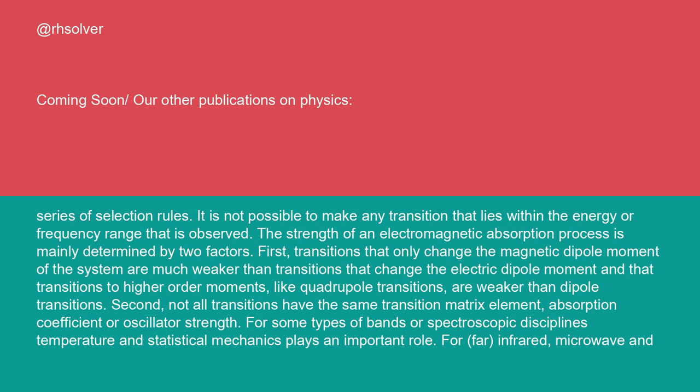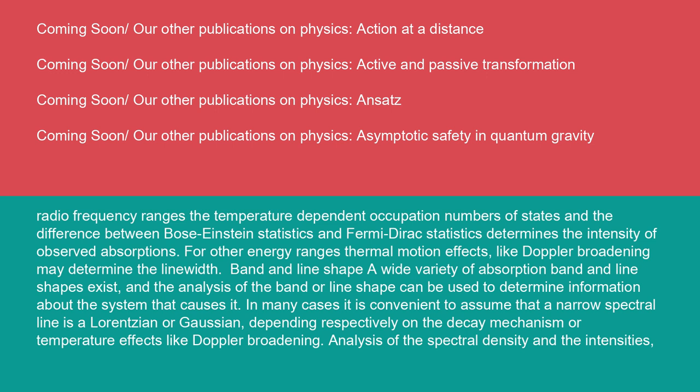For some types of bands or spectroscopic disciplines, temperature and statistical mechanics play an important role. For far infrared, microwave, and radio frequency ranges, the temperature-dependent occupation numbers of states and the difference between Bose-Einstein statistics and Fermi-Dirac statistics determine the intensity of observed absorptions. For other energy ranges, thermal motion effects, like Doppler broadening, may determine the line width.